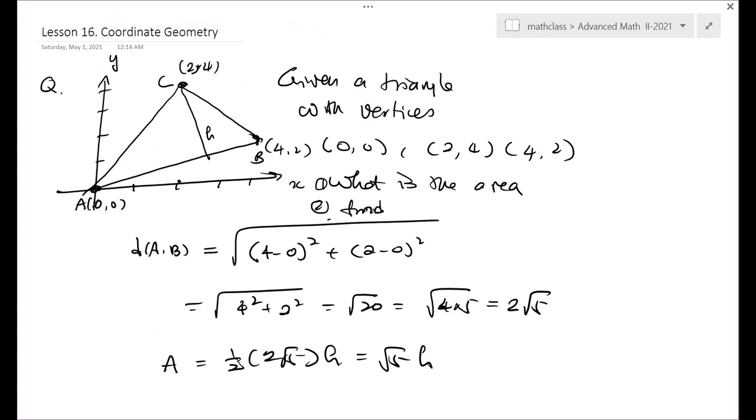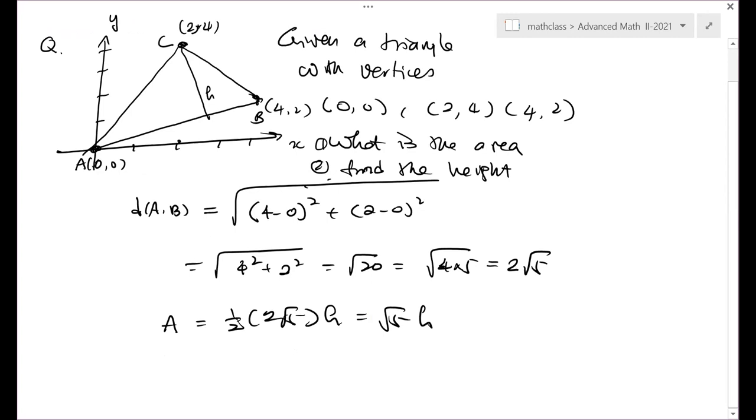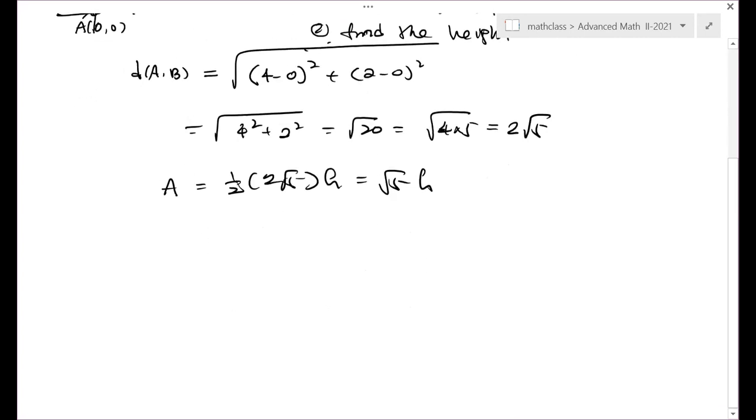Find the height to the side A and B, if there's no choice. Then you find the area first. Now, if you just want to find the area, you probably notice that this is an isosceles triangle, and maybe there's a quick way to do it. But let's figure out how to find the area in a slightly different way.